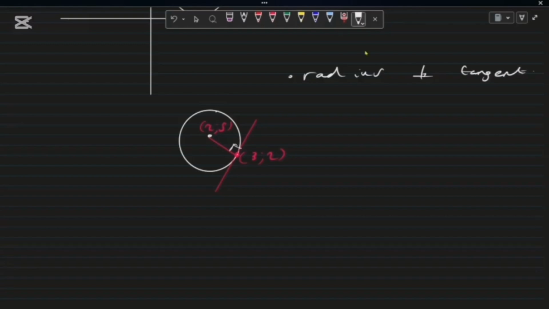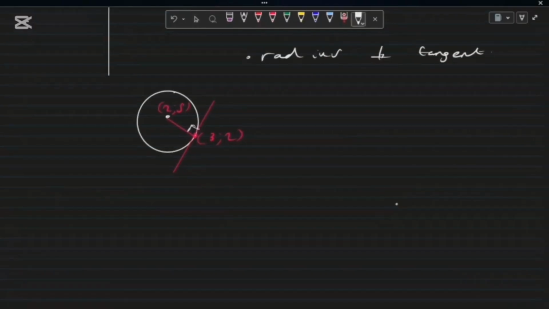And then now let's talk about how we can determine the equation of a tangent that is a tangent to a circle. Okay, so let's call this AB, and let's say the center is O, and the point of intersection is C. The goal is for us to determine the equation of AB, the equation of the tangent AB.